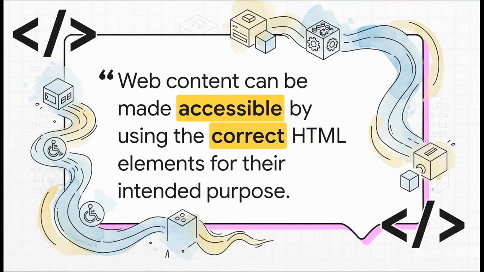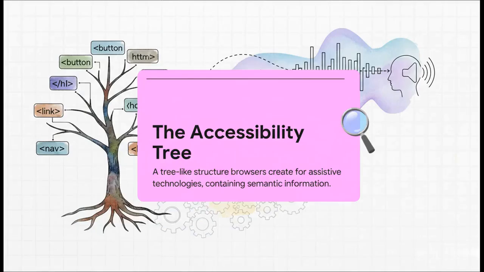This quote from the Mozilla Developer Network just hits the nail on the head. So much of accessibility isn't some complex extra step. It's just about using the right HTML for the right job from the very beginning. So why is that so important? Because your browser is actually doing double duty.